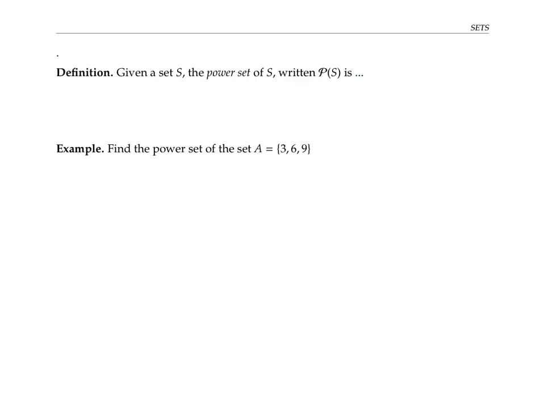Given a set S, the power set of S, written with this curly P, is the set of all subsets of S. This can be written in set-builder notation as the set of x's such that x is a subset of S. If we want to find the power set of the set A, consisting of the integers 3, 6, and 9, let's start by writing down all the subsets.